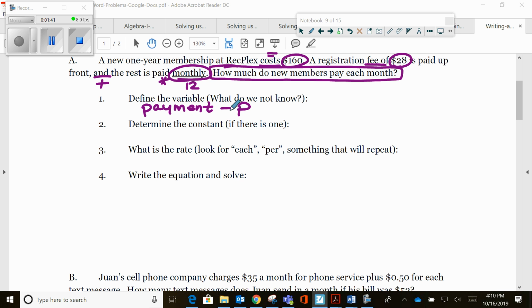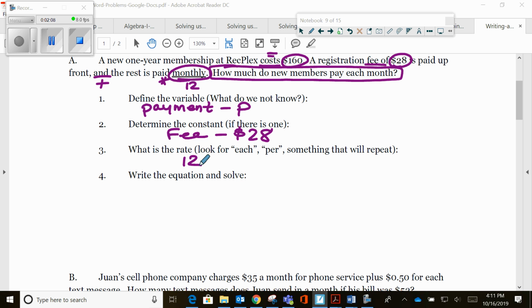Next, we have to determine the constant. In this case, the fee is your constant because that's a one-time payment that you have to make. So the $28 is your constant. Then we determine the rate. When we're looking for a rate, we're looking for the words each, per, or something that repeats. In this case, those monthly payments are a repeated payment, so that is our rate.